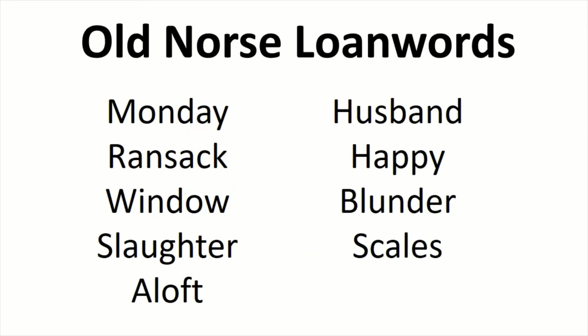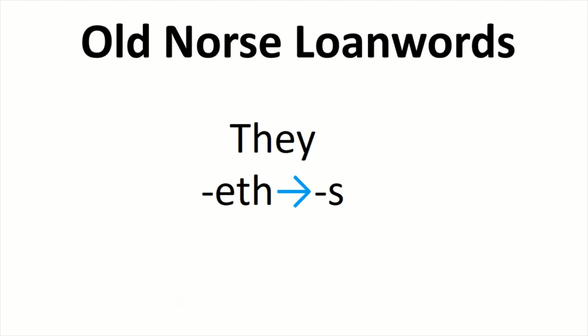Many Viking words also entered the language. For example, our days of the week come from the names of some of the Norse deities. The Vikings also brought in the pronoun they, which displaced the Anglo-Saxon he. The third person conjugation also changed from eth to s.